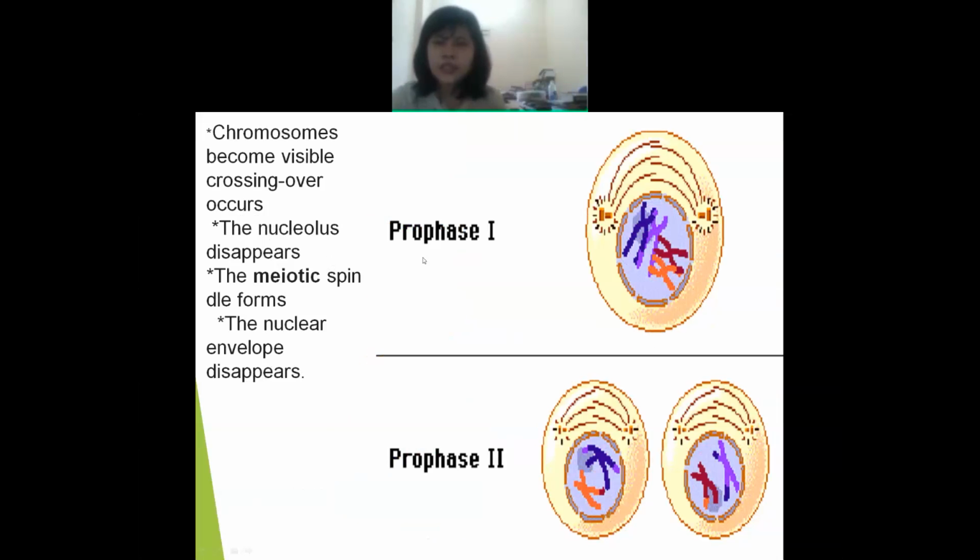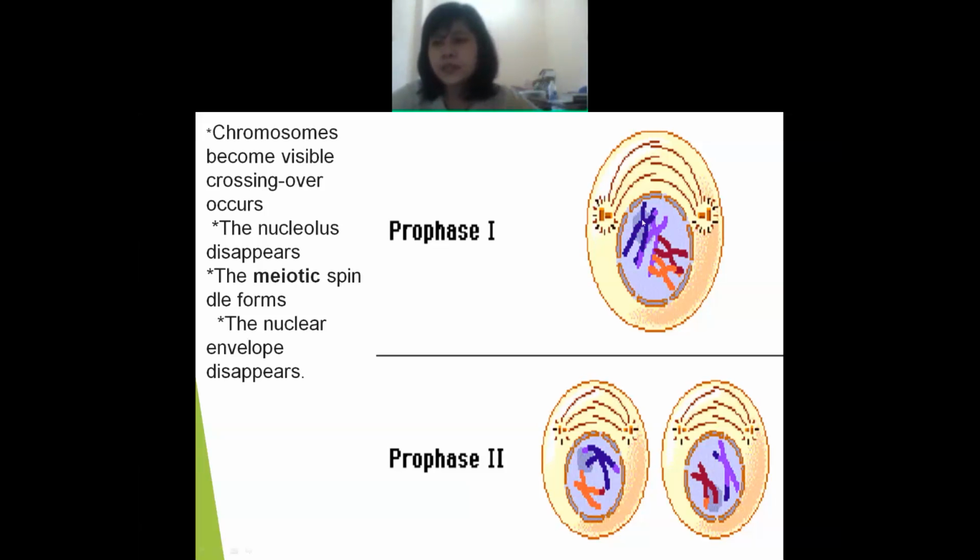So the first phase which you will be finding in the meiosis cell cycle is the prophase one. First, we'll discuss about the prophase one. In the prophase one, what usually happens? The chromosomes will become visible. And crossing over occurs. Crossing over means what? They will be attached to each other.